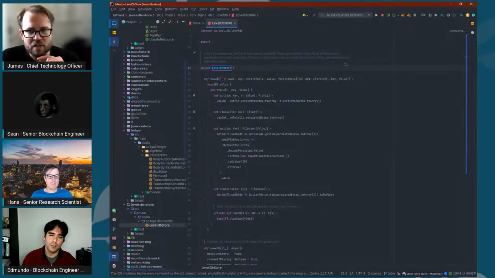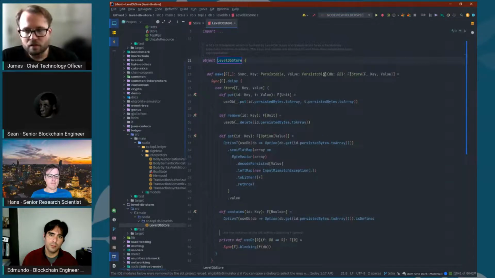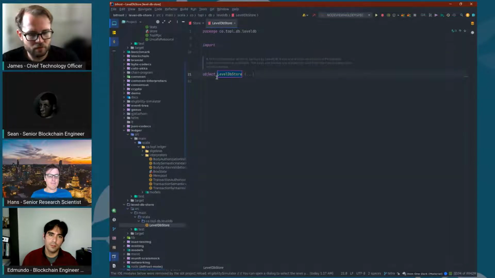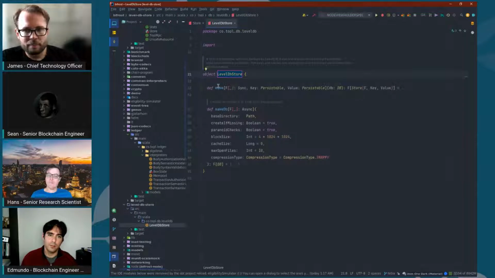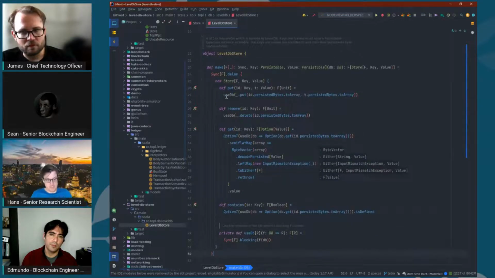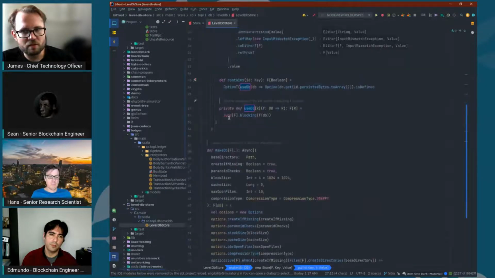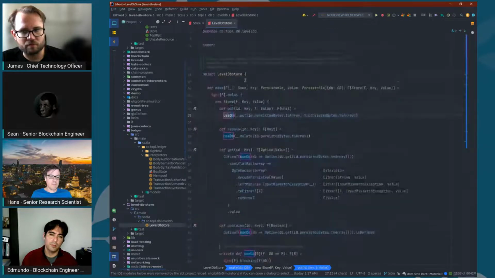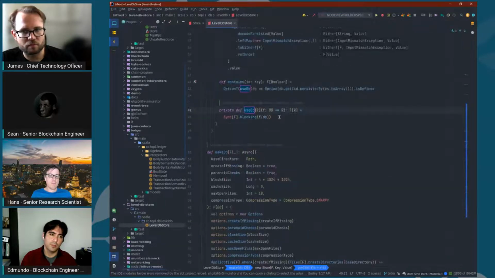a LevelDB interpreter for this would be here. We're returning a store of these key values, and then Sean realized it using this LevelDB, right here, useDB. And useDB is coming from something else. I don't know. Oh, useDB is here.